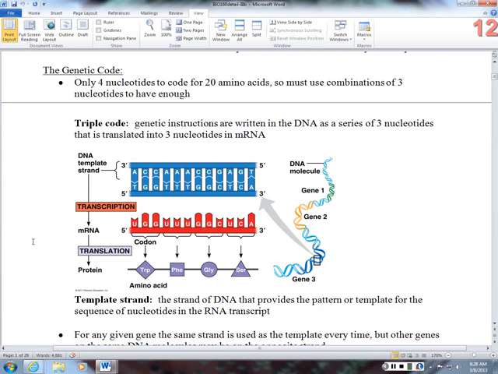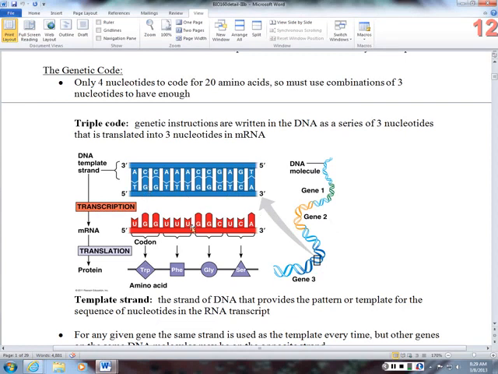And we refer to it using a triple code, or we call them base triplets. They get a few different names. But it's a series of 3 nucleotides that are going to code for each amino acid that's used.